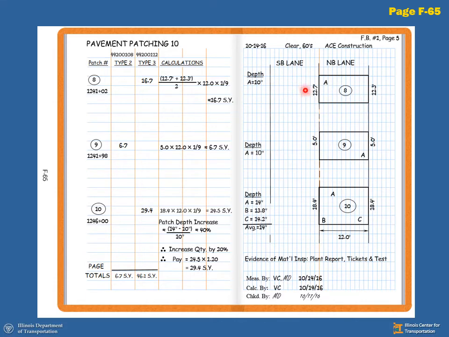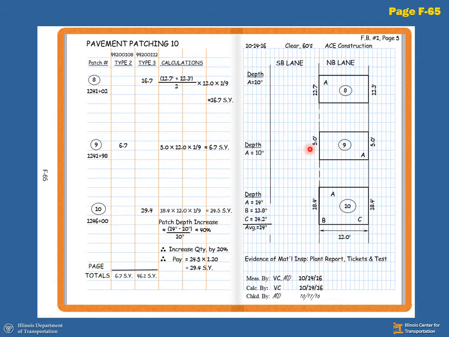We can take our dimensions, 12.7 and 12.3. We can average them and multiply by our 12-foot lane width. Don't forget to convert 1 square yard per 9 square feet. So we divide by 9 and we get 16.7 square yards. That is greater than 15, right? But less than 25. So we are in a type 3. Okay, 16.7 square yards paid for that type 3 on patch number 8.